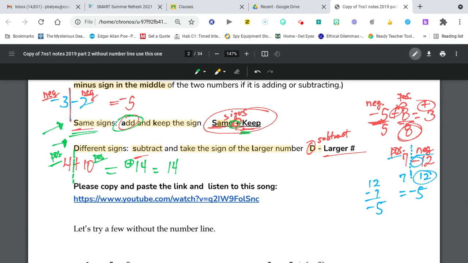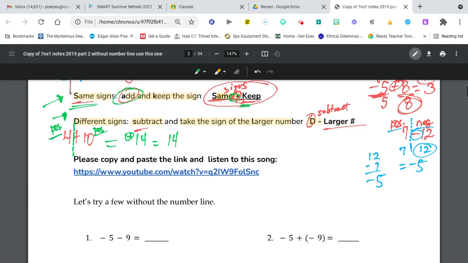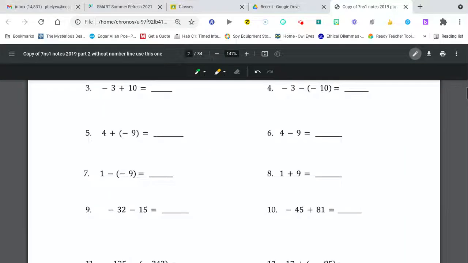You'll pause the video. You'll go to Google Classroom. You'll look where this video is posted. Look under your directions, and there's a link there. You copy and paste that link into where you put your web address, okay? And watch this song. And then you'll come back to this video, and you're going to try these.